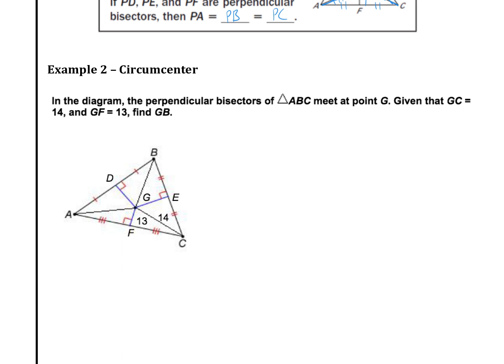Why don't you think about this one for a second and see if you can figure it out. Well, this is the circumcenter right here, which means these are all going to be the same distance. So if GC is 14, what is GB going to be equal to? GB is also going to be equal to 14. There's actually no work needed for this one. That's it. They try to trick you a little bit.